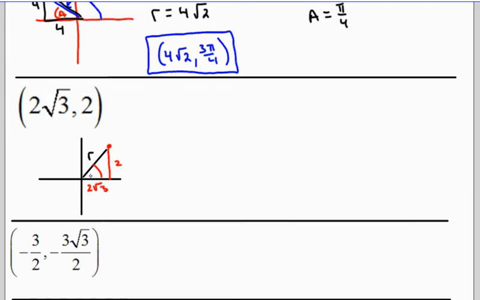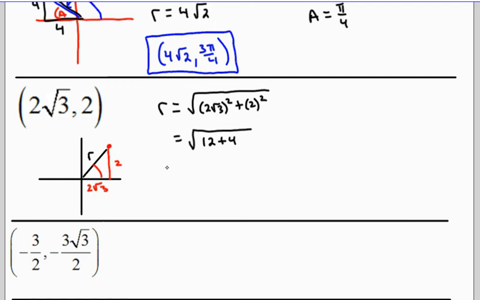So r squared should equal 2 square root of 3 squared plus 2 squared. Or r is going to be the square root of x squared plus y squared. So when I square 2 square root of 3, I square 2 and I get 4. If I square square root of 3, I get 3, times 4 would be 12. And then 2 squared is 4. So r is the square root of 16, which is 4.